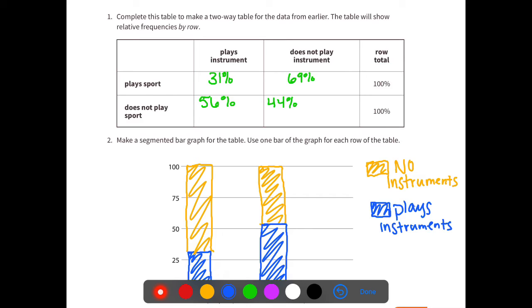Okay, now based on the data that we filled in earlier, here is a two-way table showing the relative frequencies by row. And then below, here's a segmented bar graph for the table. And so you can see that the blue means they play instruments and the orange means they do not play instruments. And so you can see how that's filled out.